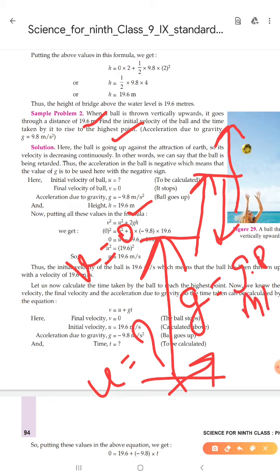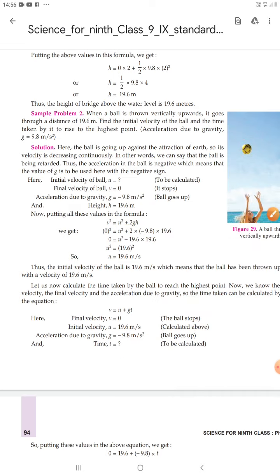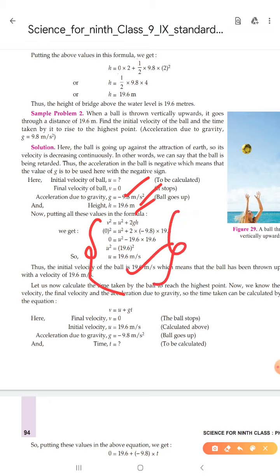But this is very important: is this acceleration positive or negative? This is not approaching earth and its speed is regularly decreasing. It means acceleration should be negative. It means that g equal to minus 9.8 meter per second square. So no problem in this question. We have v, we have g, we have height. We will use the third equation and we will get our answer, which is 19.6 meter per second. This is the initial velocity of the ball.